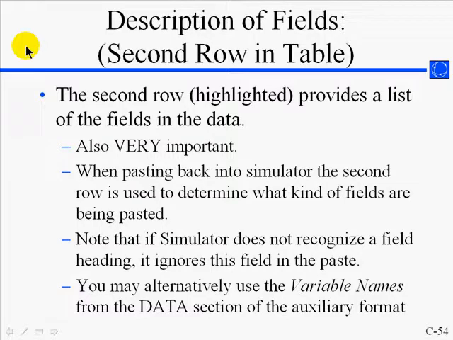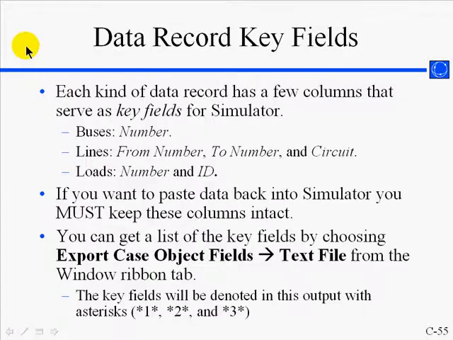And this slide has more on the key fields, which we've described a little bit previously. For buses, it generally entails the bus number. For transmission lines, it includes the from number and the to number, these are bus numbers to which the line is connected, and then the circuit ID. So you could have parallel lines between the same pair of buses as long as it has a unique circuit ID. And for loads, of course, which we've been working with, it's the bus number and the load ID. And you definitely need to keep the key fields intact if you want to paste data back into Simulator from the spreadsheet.